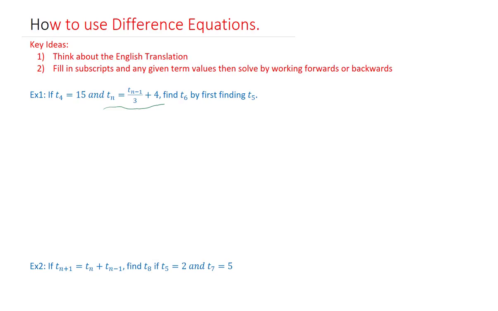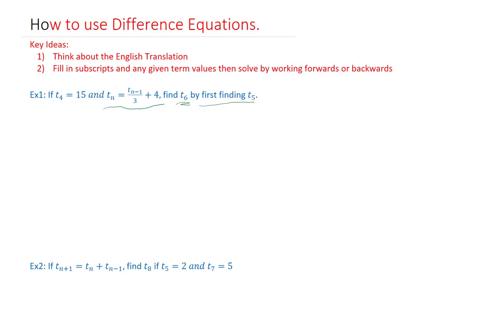Our goal, the question says, is to find T6, but it gives you a little hint by first finding T5. Note that if I was to just try and find T6 right away, it's always defined as the previous term, so to find T6, I need the term before that, which is T5. So I have to find that first. Let's give it a go.